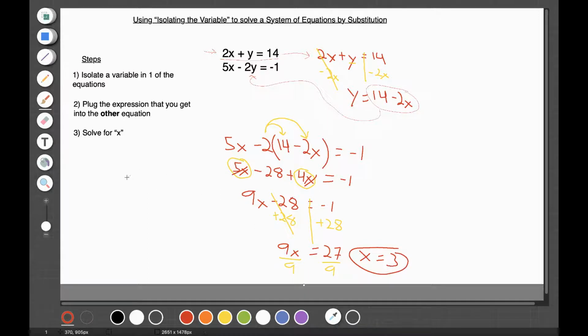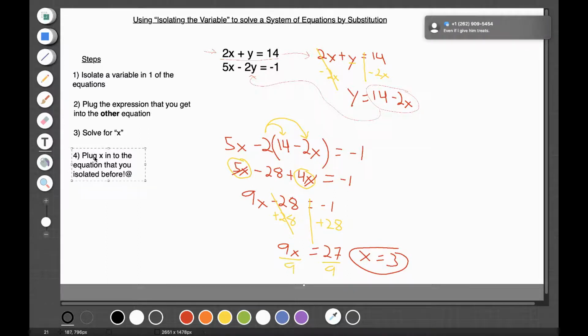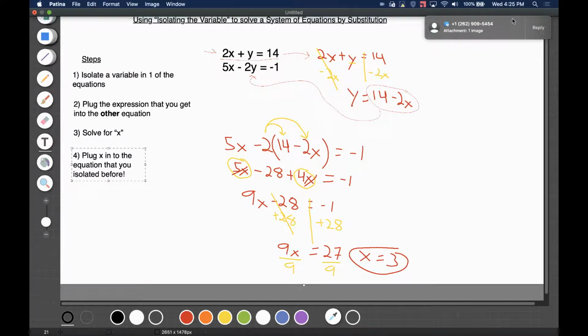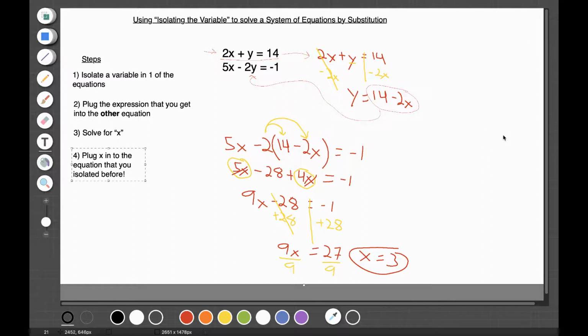So we have the first part of our answer. We solved for x. Now, this is a multi-step process, just like we did in the previous one. The fourth step is you're going to plug x in to the equation that you isolated before. Okay, so what does that mean? So we have this equation that we isolated up here.